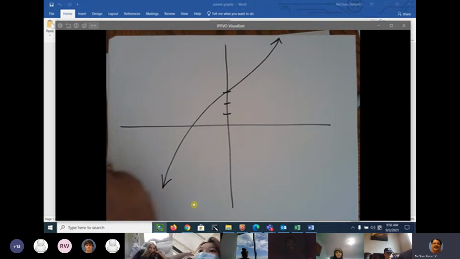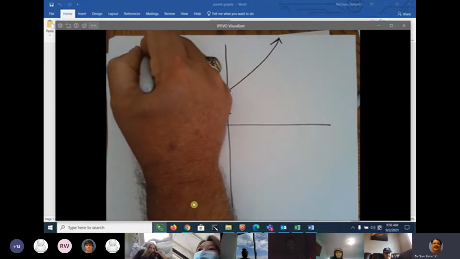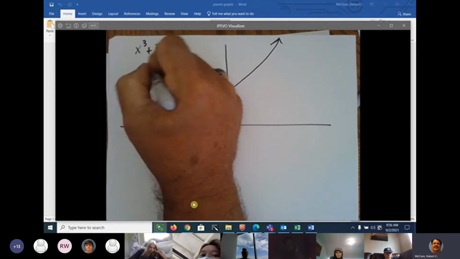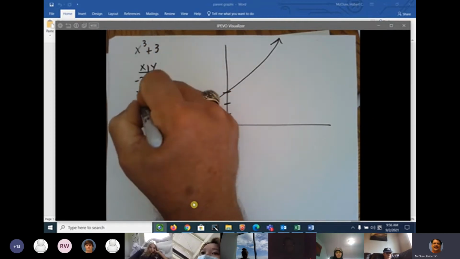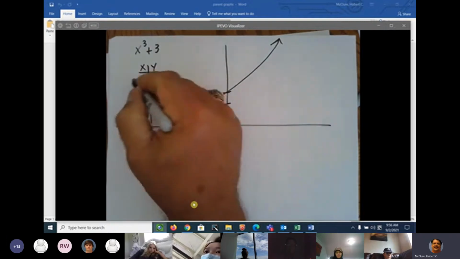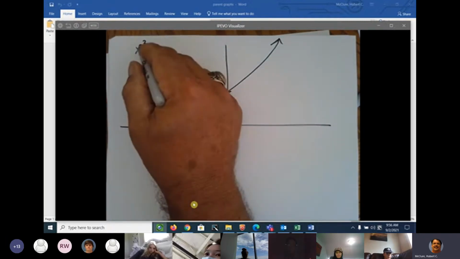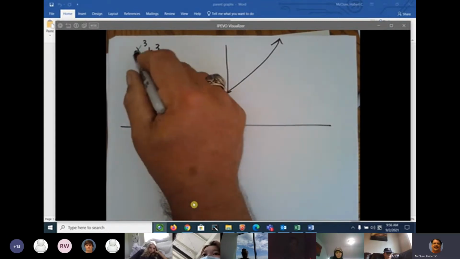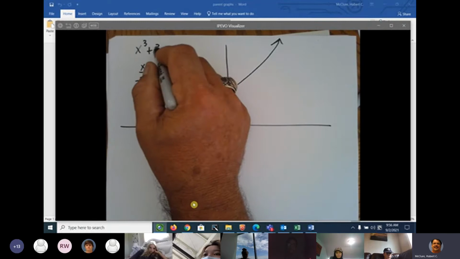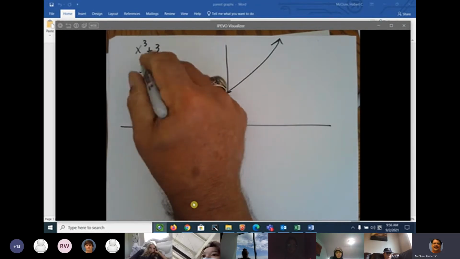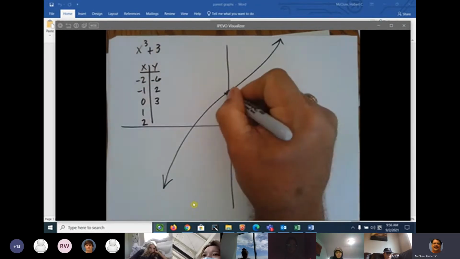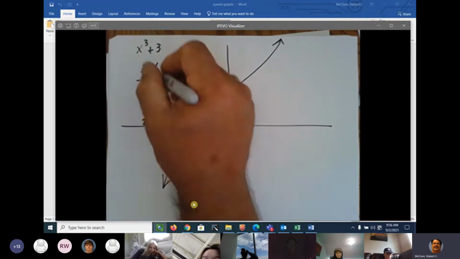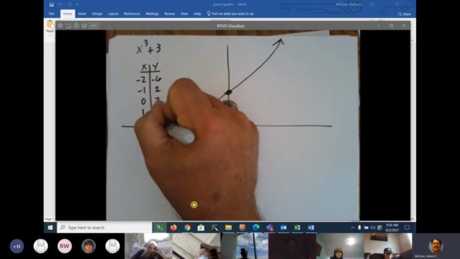And then, of course, plotting points. X cubed plus 3. Whenever I plot points, I use the same points: -2, -1, 0, 1, and 2. -2 to the 3rd power is -8. -8 plus 3 is -5. -1 to the 3rd power is -1, plus 3 is 2. 0 plus 3 is 3. That's your y-intercept. 1 plus 3 is 4. 2 cubed is 8, plus 3 is 11.